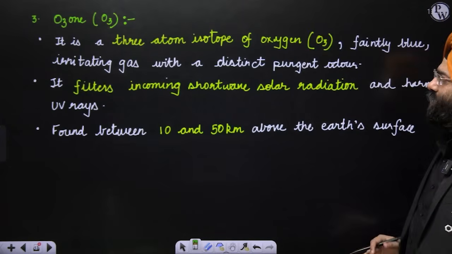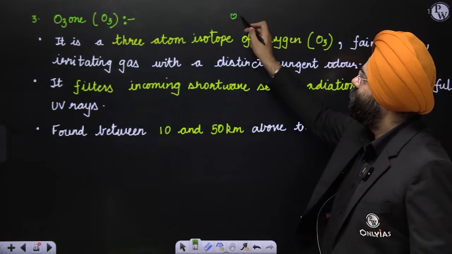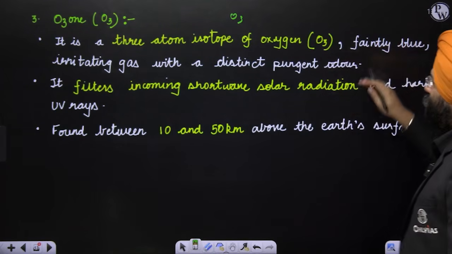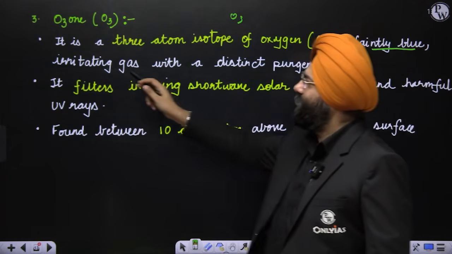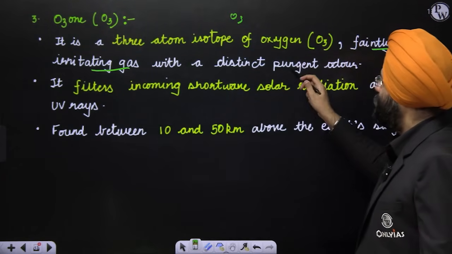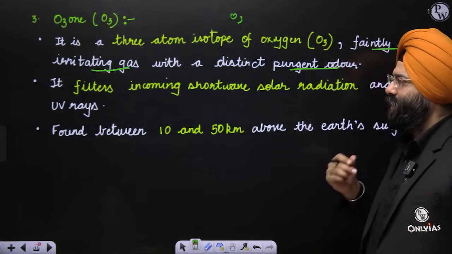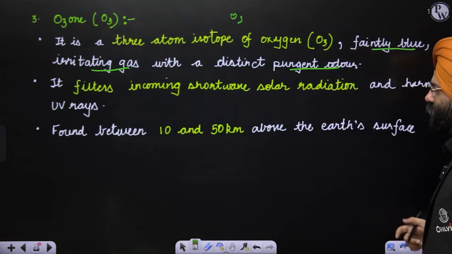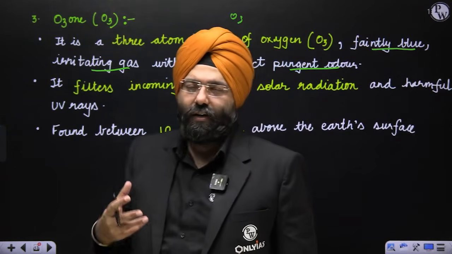Next is ozone. Please understand, ozone is O3. It is a 3-atom isotope of oxygen. It is faintly blue in color. It is a slightly irritating gas with a pungent odor, a little bit pungent odor. Now, it filters the incoming shortwave solar radiation. You know that very well, that ozone is a protecting layer for us.